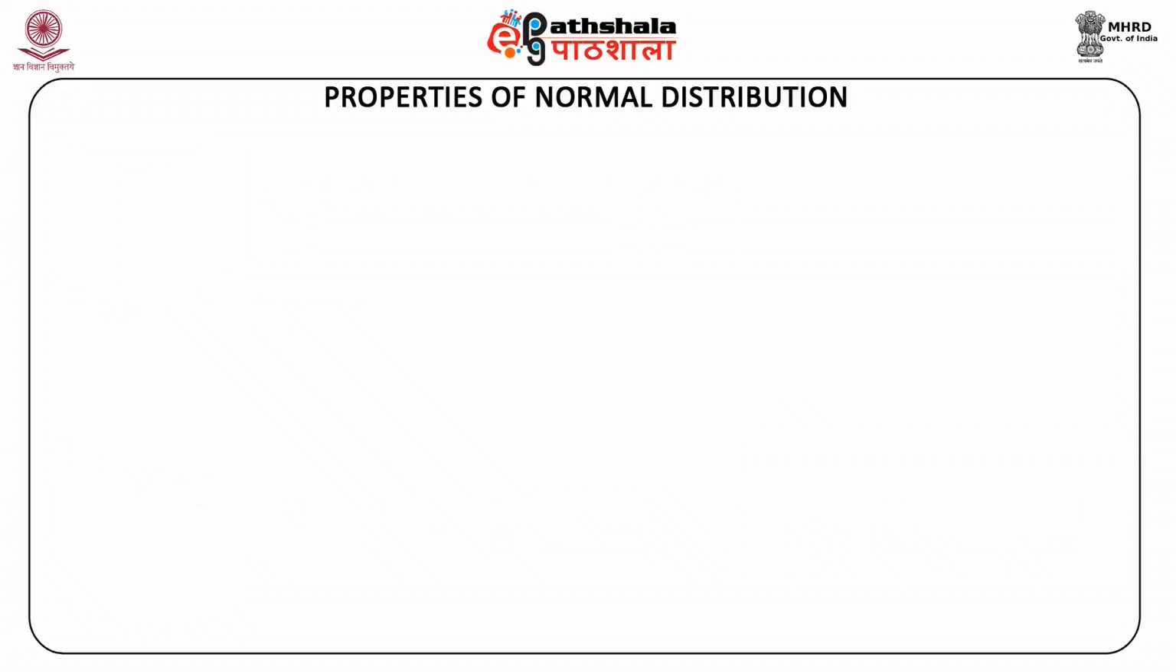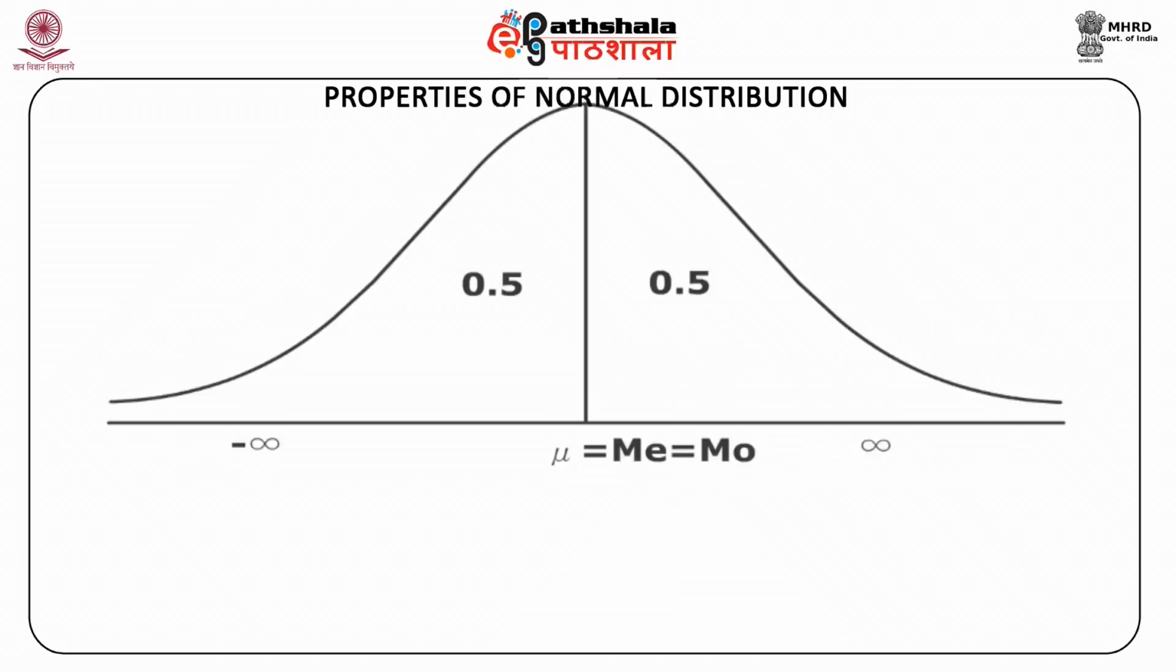The next property is that the normal distribution is represented by a symmetrical bell-shaped curve whose tails extend infinitely in both directions. That is, it is asymptotic in both directions to the x-axis. Thus, the normal density function f(x) is everywhere positive. This is explained through the figure.